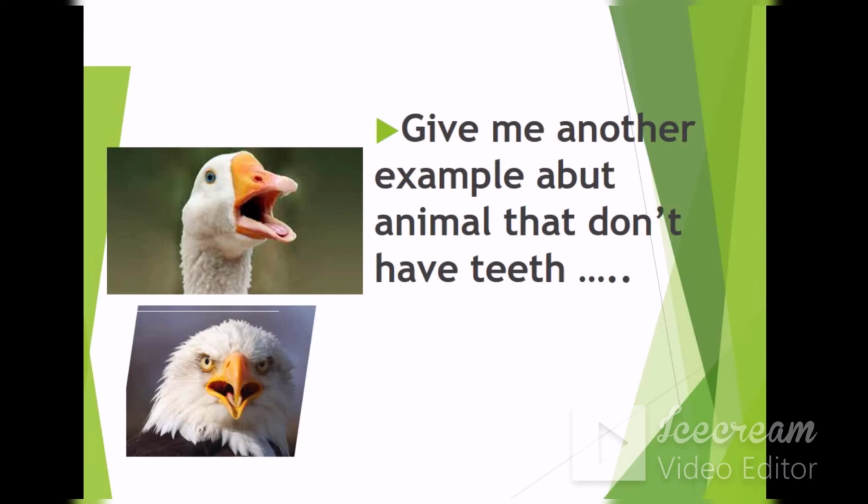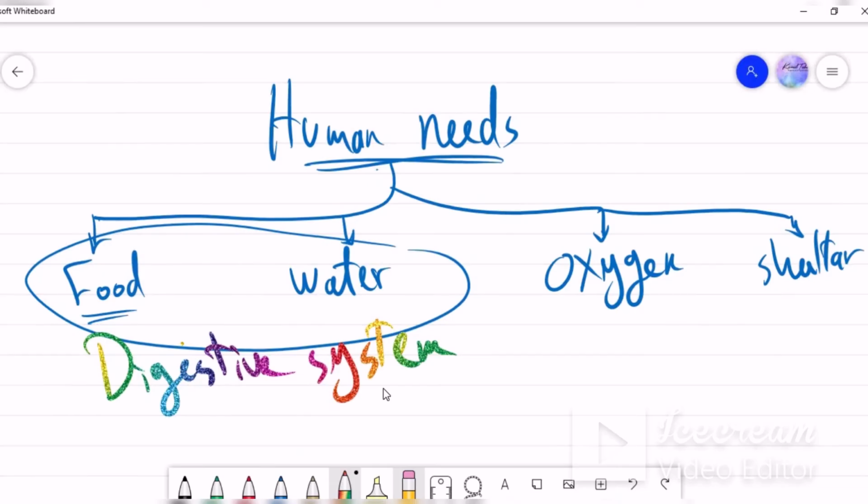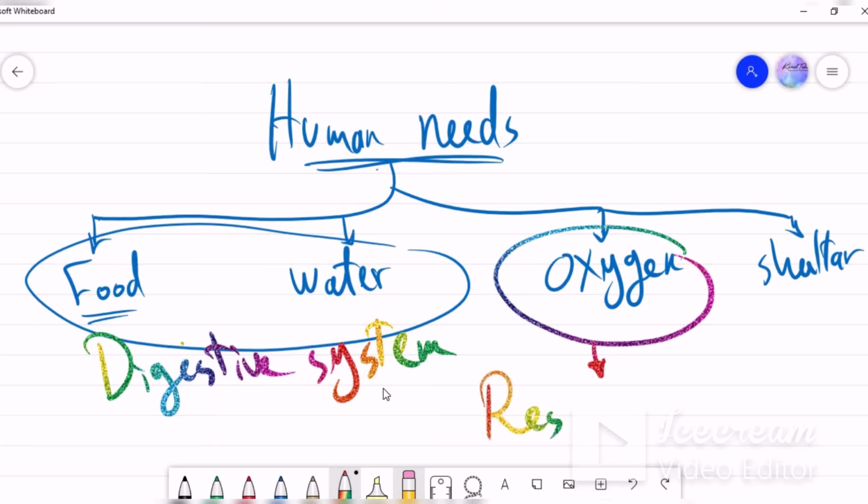Let's go back again to oxygen, how the animal can get the oxygen. Look over here now, how the animal or the human body can get the oxygen. They will use a system that is called the respiratory system.